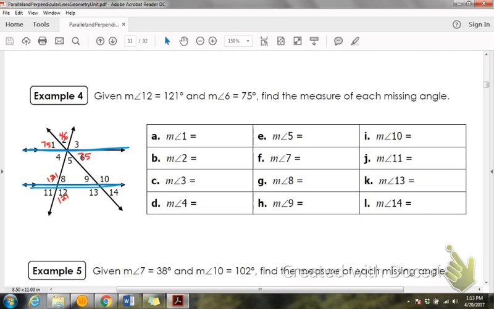Monica? Okay, so Monica's saying that angle 1, 2, and 3 together make how much? Do you guys agree that 1, 2, and 3 together make 180? Yes. Right? So 75 plus 46, what is that? 121, right? Because we just figured that earlier. So what's 180 minus 121? 59. So angle 3 has to be 59.